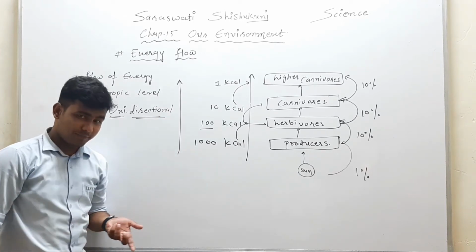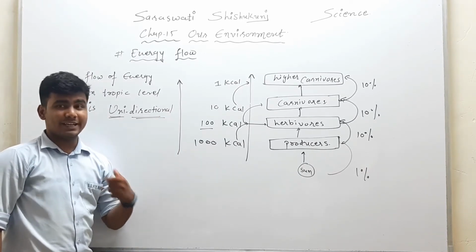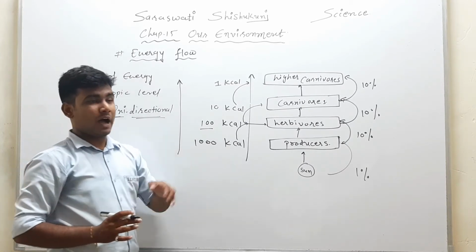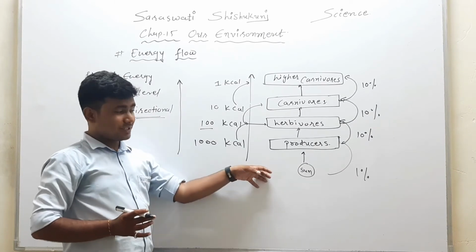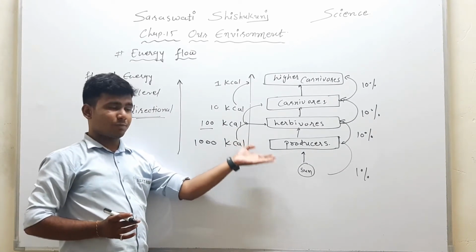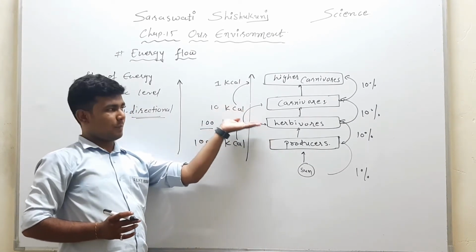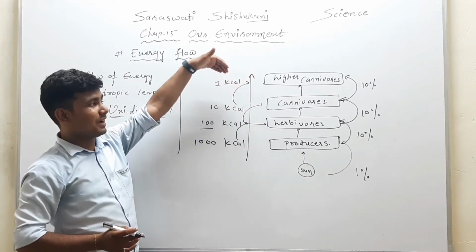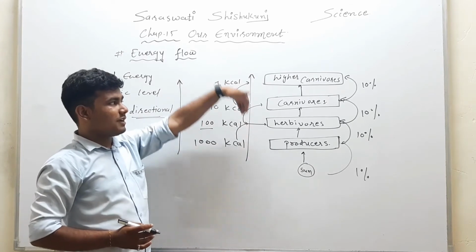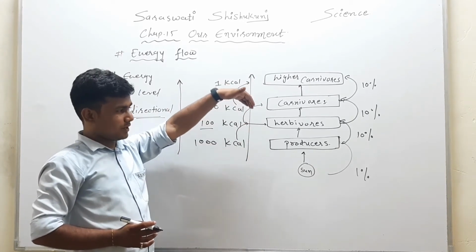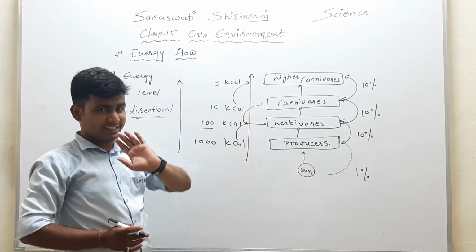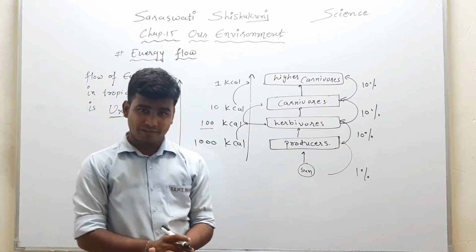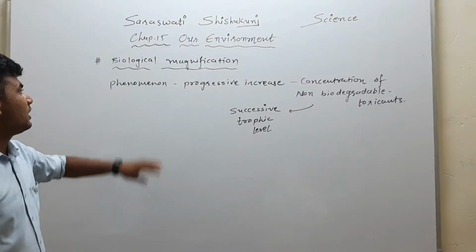Right, so this question can also be asked to you: explain the sentence that the flow of energy in trophic levels is unidirectional. So how is it unidirectional? The energy is taken from the sun to producers, from producers to herbivores, herbivores to carnivores, and carnivores to higher level carnivores, but it cannot get reversed from higher level carnivores to carnivores, to herbivores, and herbivores to producers. It is never done like that. That's why the flow of energy in trophic levels is unidirectional.